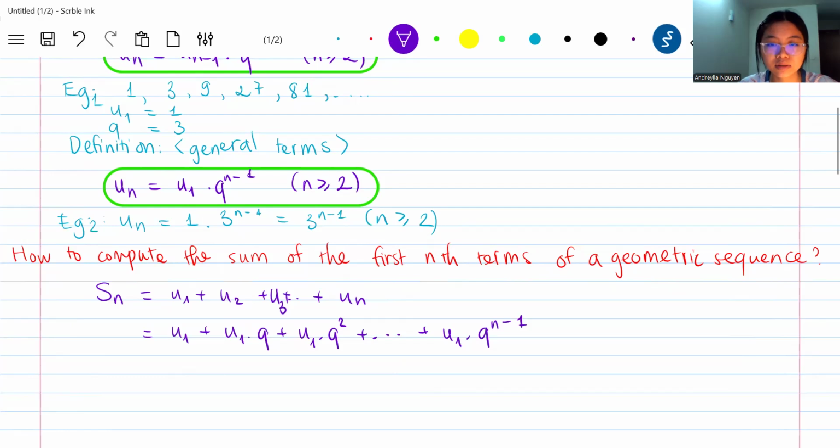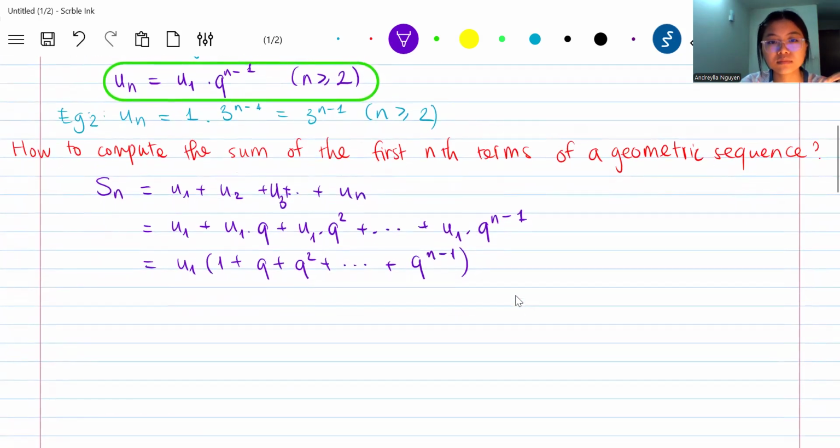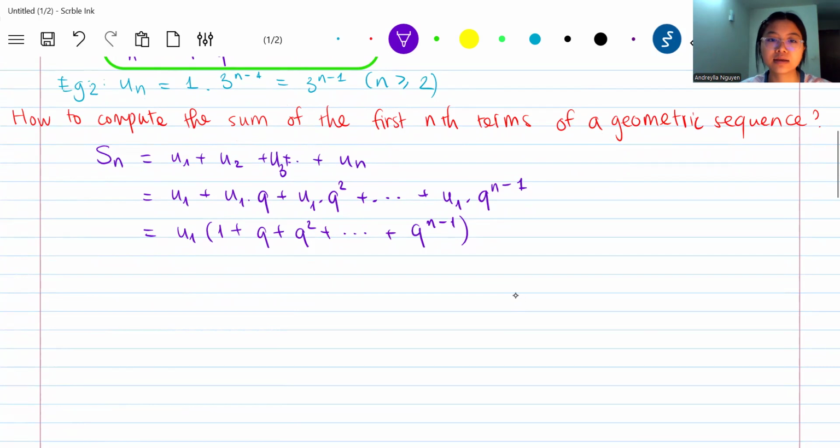And then I can factorize it as u1 times (1 plus q plus q to the power of 2 until q to the power of n minus 1). There is my Sn.